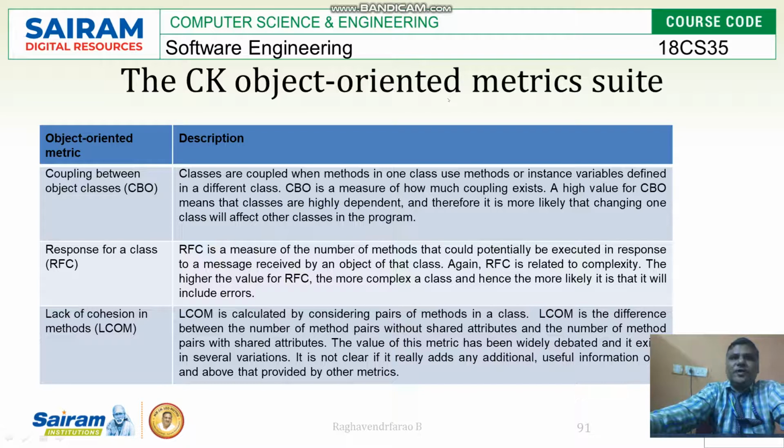Lack of coherence in methods is calculated considering the pace of methods in a class. Two or more classes are considered, their attributes, their values and their functionalities, and those things are considered for this coherence. Lack of coherence in the method means the combinations are not going to meet that particular requirement.